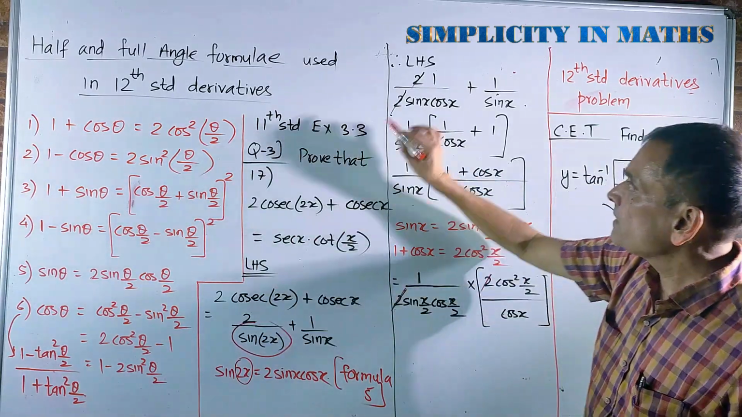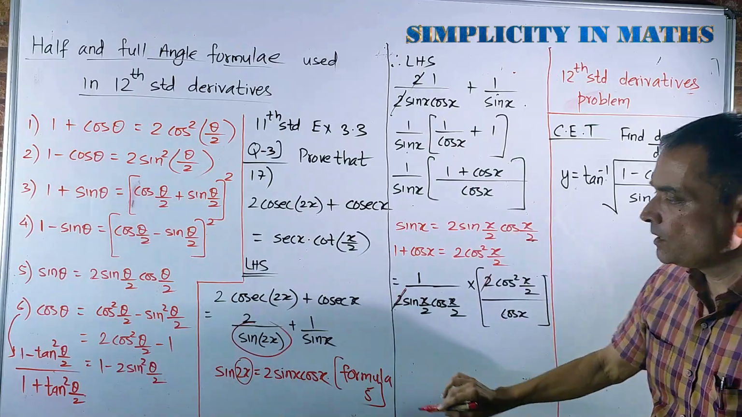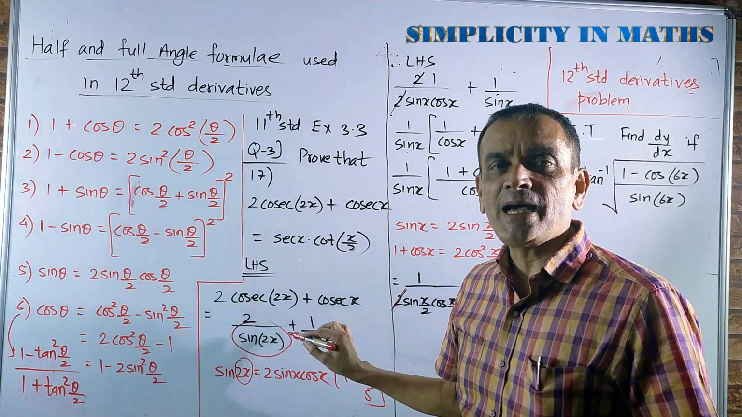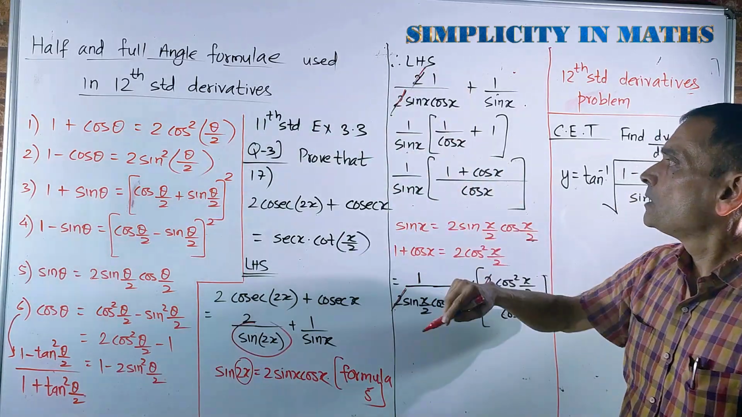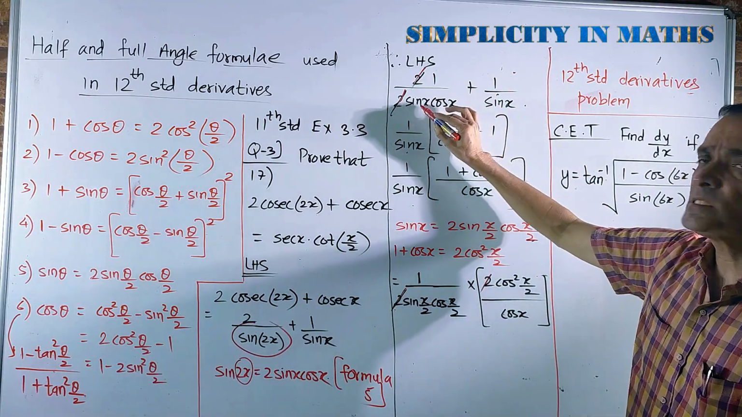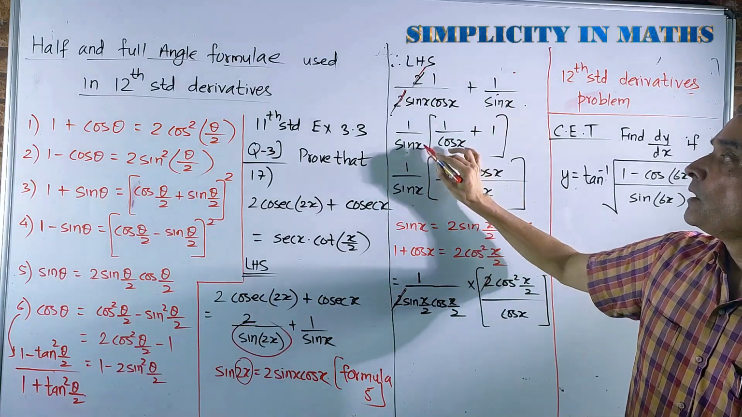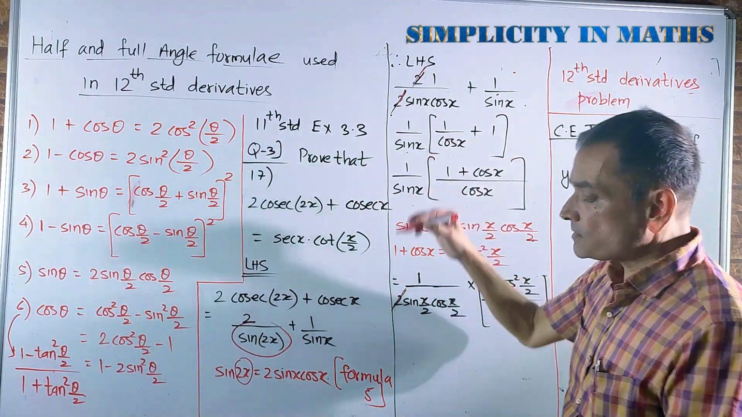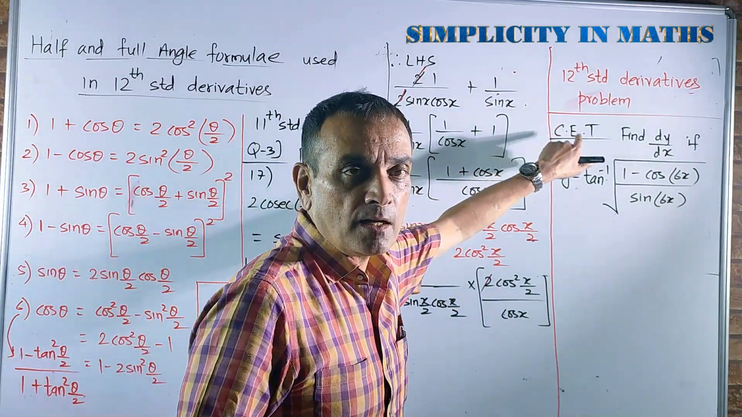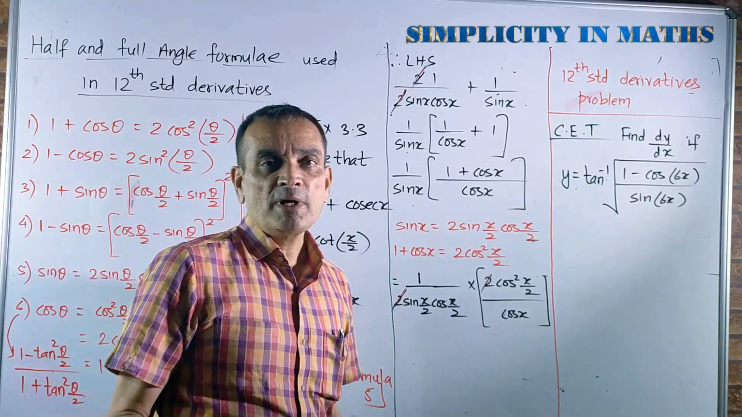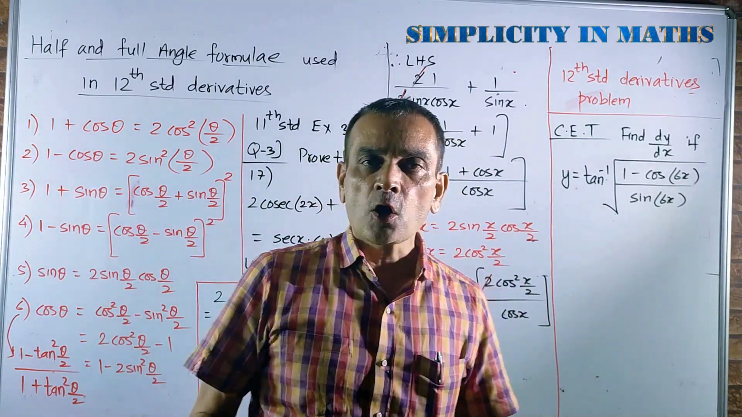ये 2 ऊपर है. sin x के लिए 2 sin x cos x. 1 upon sin x, I have kept it as it is. 2 को कैंसिल करो. What remains is 1 upon sin x cos x plus 1 upon sin x. Now if you see carefully, how to simplify this? Either you can take the LCM directly here, or as I told you some days ago, in most of the simplification it is better to take something common.